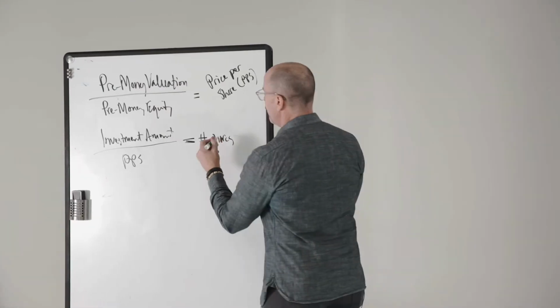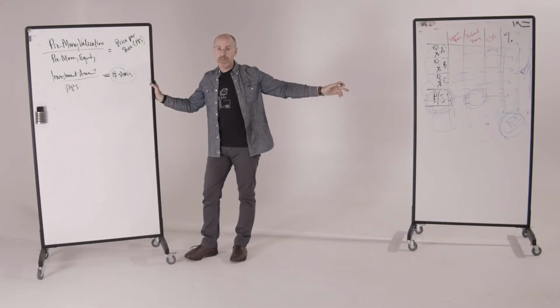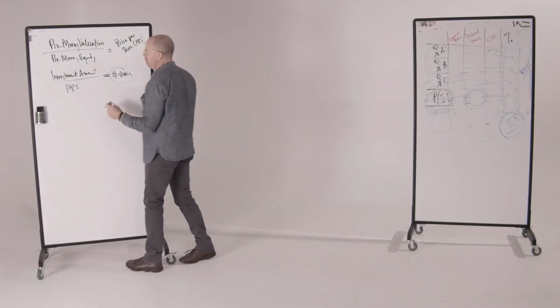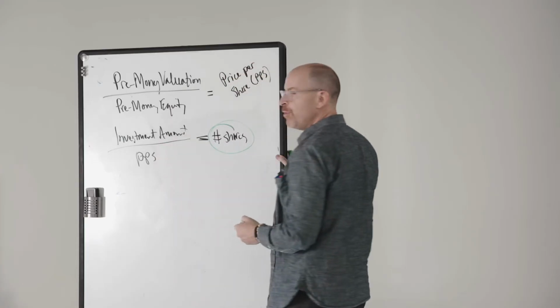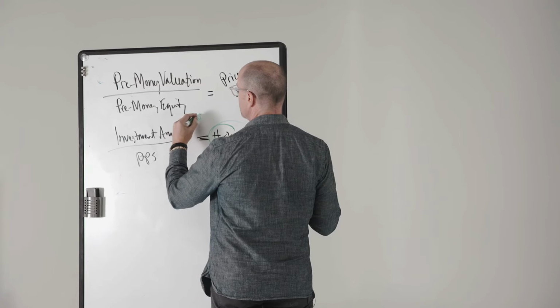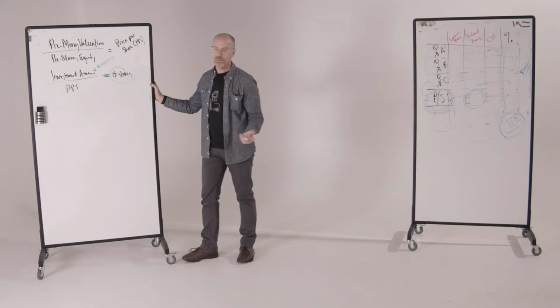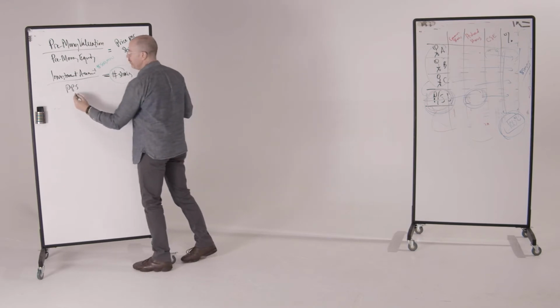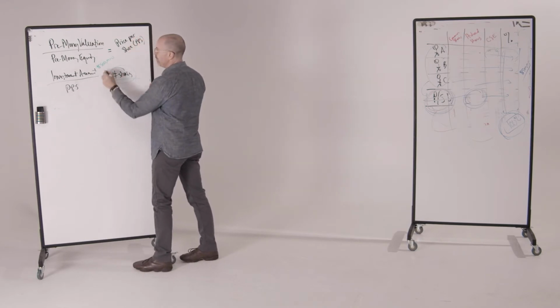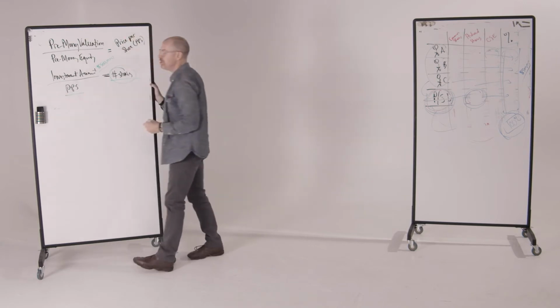So we're solving for number of shares so that we can update our cap table and have an accurate cap table. Well, how do we get there? Investment amount. Well, we know what that is based on our hypothetical. It's $500,000. All right, so we're done. Well, not quite. Because in order to calculate number of shares, even though we know the investment amount, that's our numerator. Our denominator is price per share. We don't know what that is.